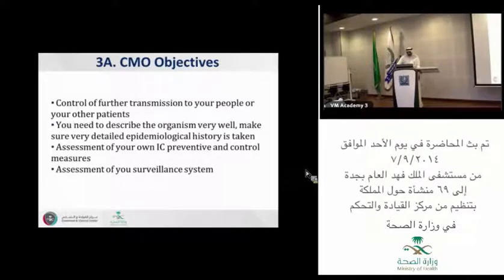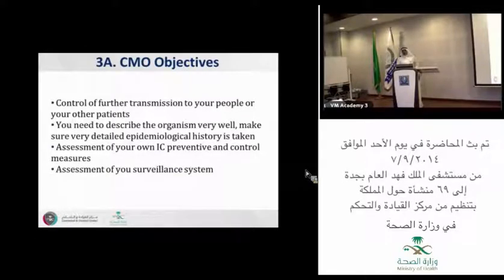Number 3, assessment of your own infection control preventive and control measure. You need to make sure that you continuously, throughout the period of handling that case, have continuous assessment, because the infection control is a system, yes, but it depends on human, and human can make mistakes. So there should be someone who is doing the practice and someone auditing that practice continuously.